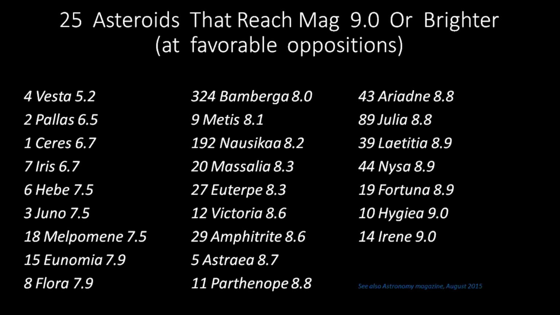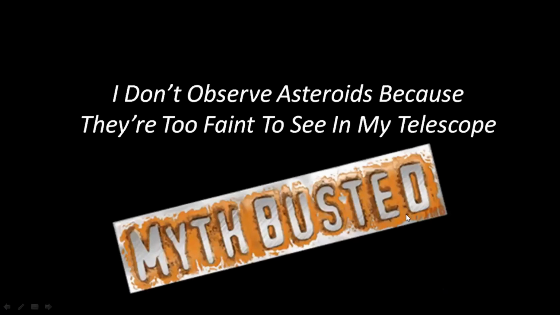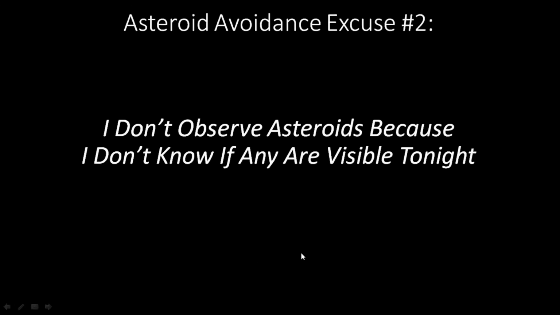So if you can see these asteroids in those binoculars, I guarantee you can see them in your telescope. And so that first excuse, they're too faint to see in my telescope, busted. Let's look at excuse number 2. I don't observe asteroids because I don't know if any are visible tonight.